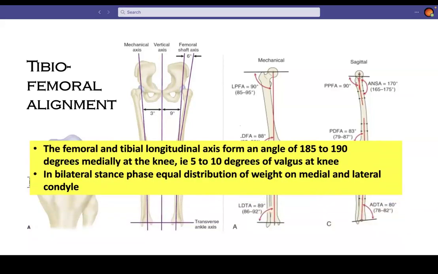The femoral and tibial longitudinal axes form an angle of 185 to 190 degrees medially at the knee, that is 5 to 10 degrees of valgus at the knee. In bilateral stance, there's equal distribution of weight on the medial and lateral condyle.